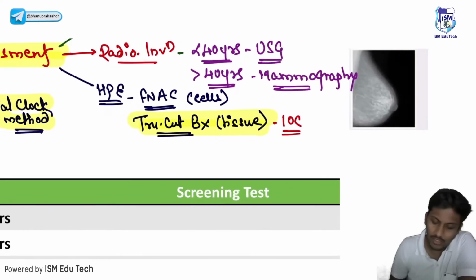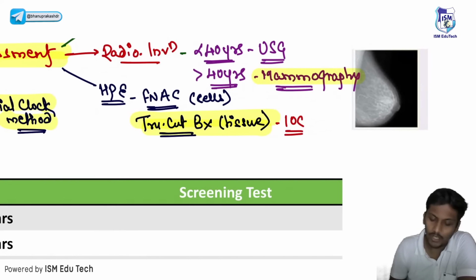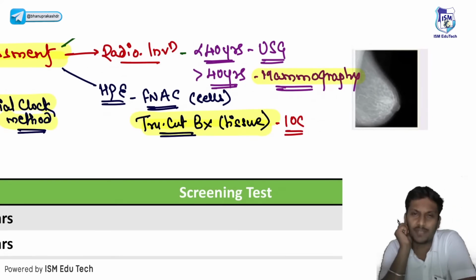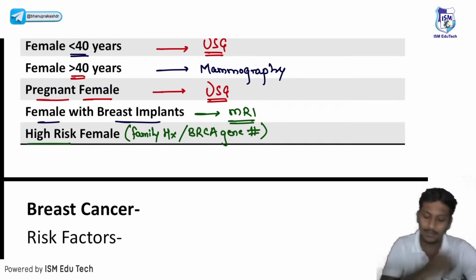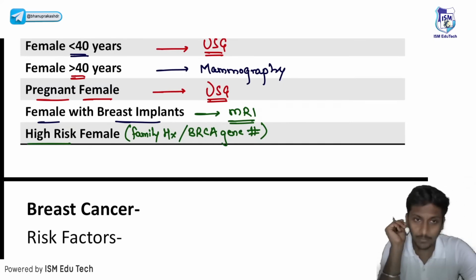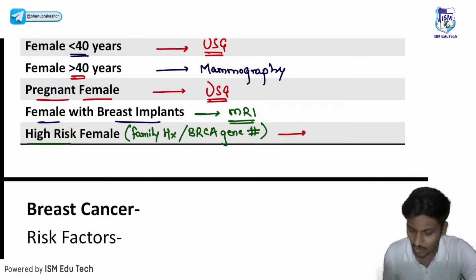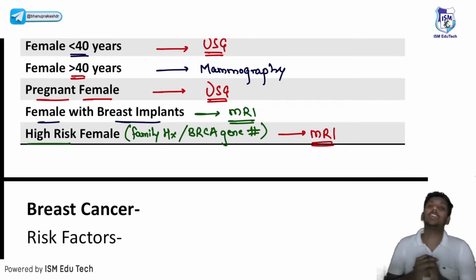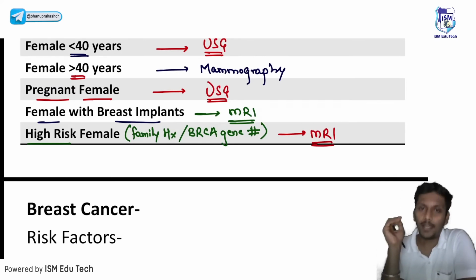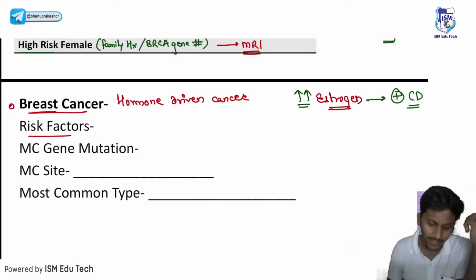Mammography serves as the preferred radiological investigation for breast screening, particularly for women over 40, providing in-depth insights into breast health. Conversely, ultrasound is suggested for younger women with denser breast tissue. High-risk females, including those with a family history of breast cancer or BRCA gene mutations, require MRI for screening. This advanced imaging modality offers superior detection capabilities compared to traditional methods.